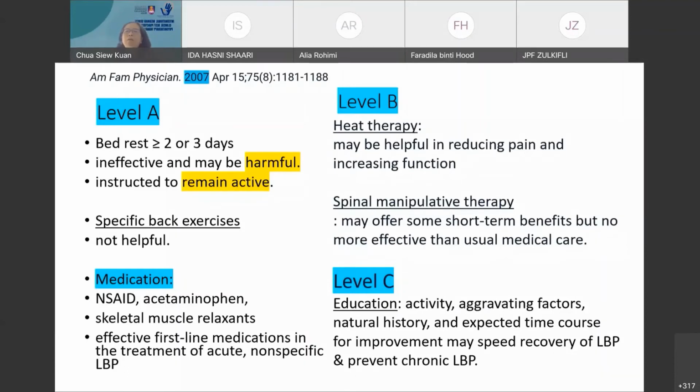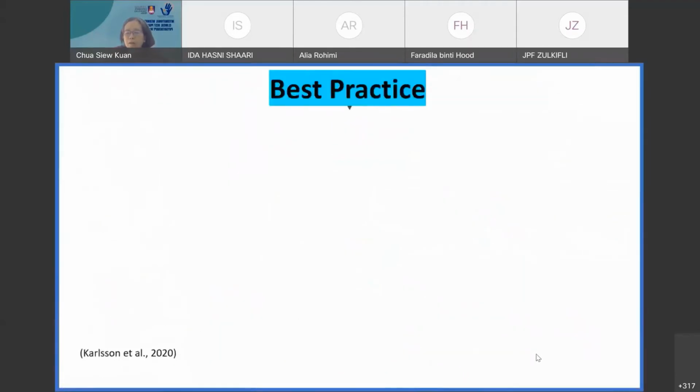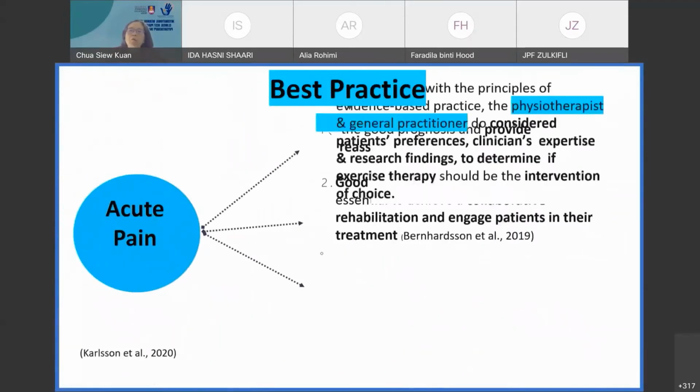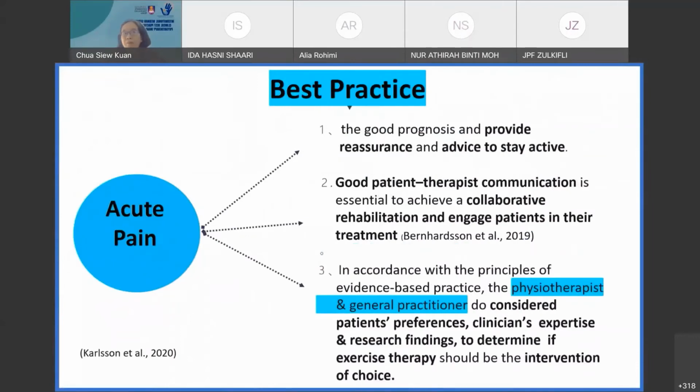Level C says you need to add education. Okay, education on what kind of activity you need to do, what the aggravating factors are, and please don't do this or that. Explain also the natural history, expectation, and time cost for improvement, which may speed recovery for low back pain and prevent chronic low back pain. So the main goal for acute pain is to prevent chronicity. But the best practice in 2020, what is new?